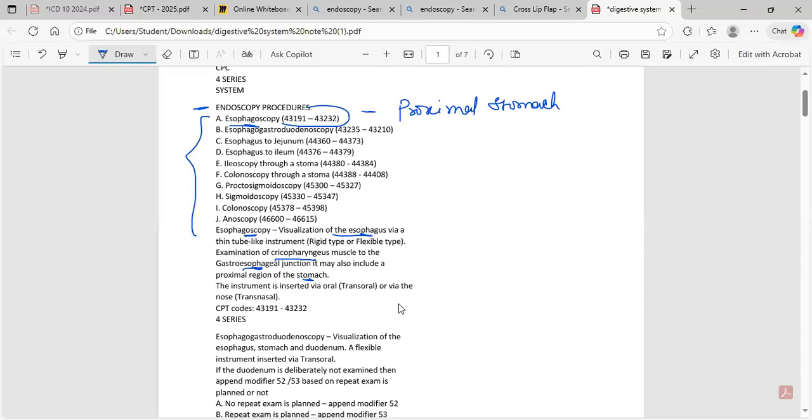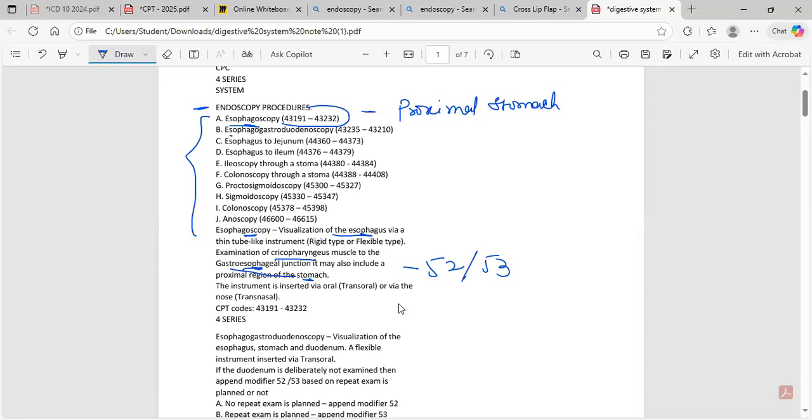If it does not reach the level of the stomach, the proximal stomach, or the gastroesophageal junction, then we are going to bill it with modifier 52 or 53 based on the report, whether it is supposed to be 52 or 53.